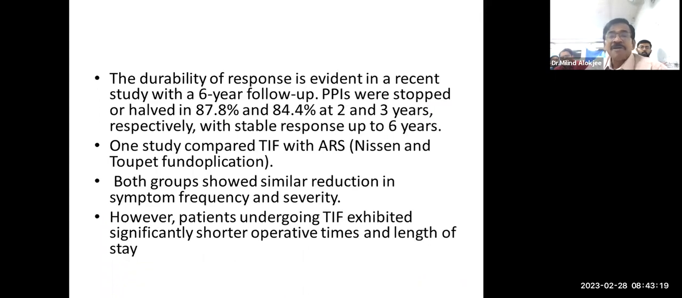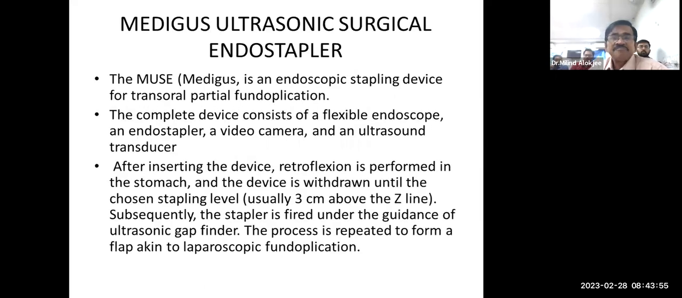The durability of the response is emphasized in a recent study with a 6-year follow-up. PPI were stopped or halved in 87.8 and 84.4% at 2 and 3 years, with stable response up to 6 years. One study compared TIF with anti-reflux surgery, Nissen fundoplication. Both groups showed similar reduction in symptom frequency and severity. However, patients undergoing TIF exhibited significantly shorter operative times and length of stay. So TIF is now becoming a popular endoscopic procedure for reflux disease.